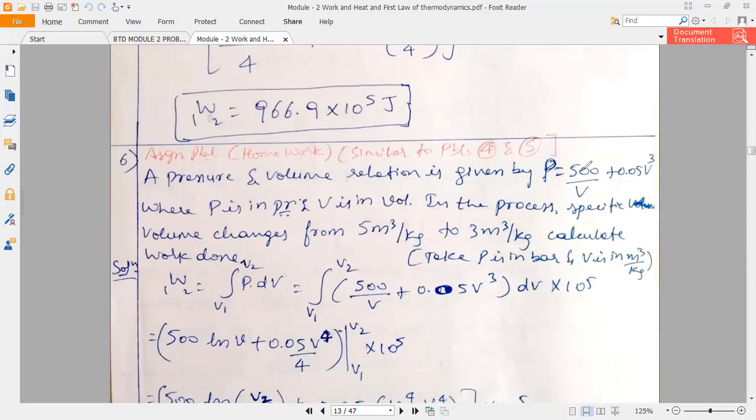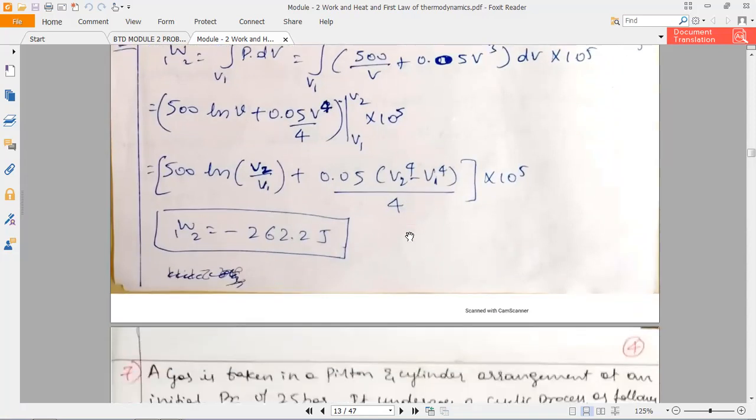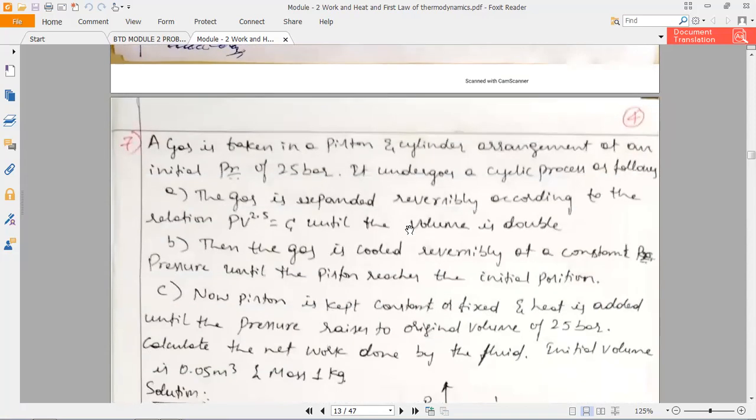Now integrate this one: 500 over V gives 500 ln V, and 0.05 V cube gives 0.05 V to the power of 4 divided by 4. Substitute the limits and do the calculation exactly as in the last problems. The substitution is done, and finally we obtain the negative sign because the volume is compressed.